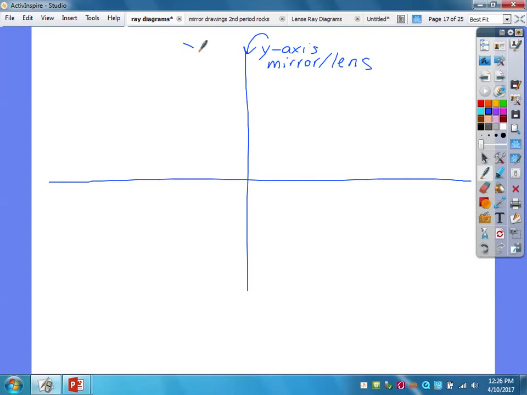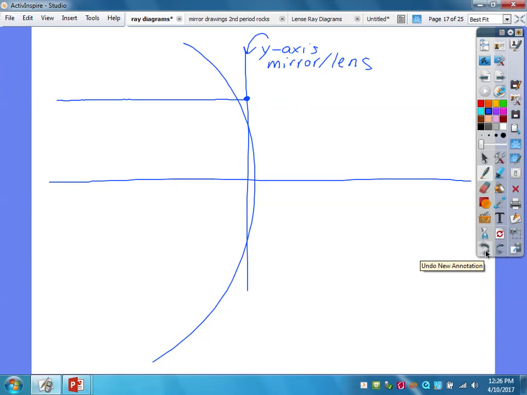Like I said, if I do a concave mirror, I might draw that in just so I see how the light rays should bounce back. The thing is, all light rays are going to come in and go all the way to the y-axis before reflecting back. Don't stop right here. Go all the way to the y-axis. The y-axis is your mirror, even if it's curved. If you don't do that, it's going to make it a lot more difficult to do everything correctly. So the y-axis is your mirror.